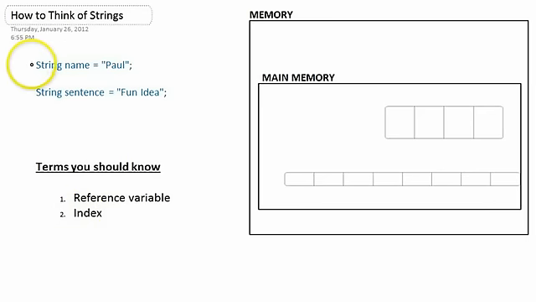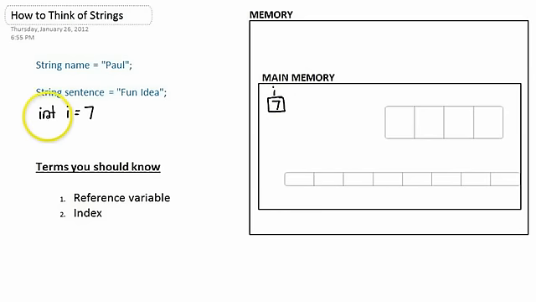So on the left-hand side here, we've declared and initialized two strings. The first string is called name, and it's assigned a value of Paul. And the second string is called sentence, and it has the value fun idea. So typically in memory, what happens is we've drawn a space in memory and placed a variable in it. So for example, if I did something like this, int i equals 7, well, that means in main memory, it's going to create an i, and it's going to put a 7 in there.